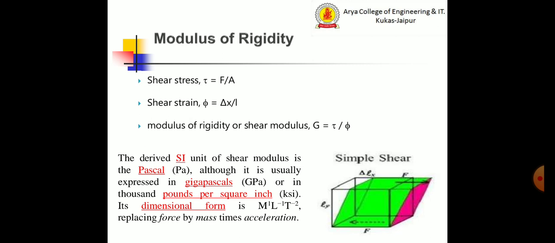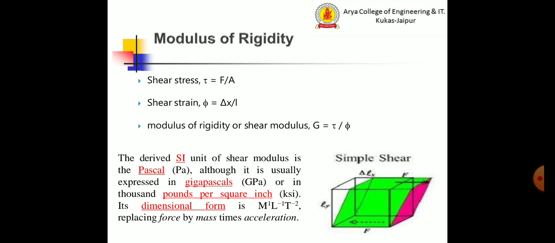Now we discuss the shear modulus. In material science, shear modulus or the modulus of rigidity, denoted by G or sometimes S or mu, is defined as the ratio of the shear stress to the shear strain. The shear modulus or modulus of rigidity is the ratio of the shear stress to the shear strain.